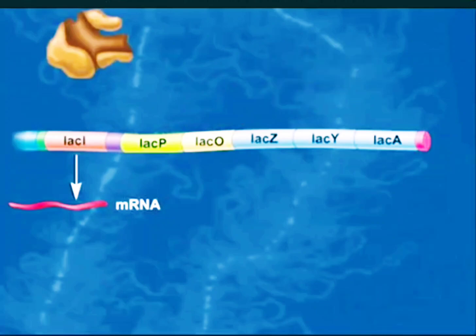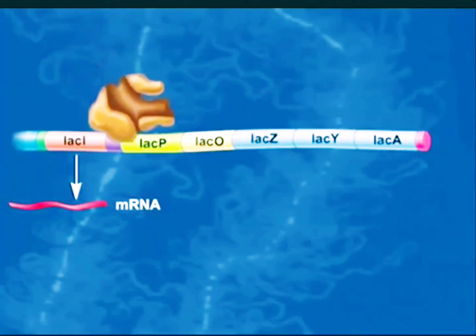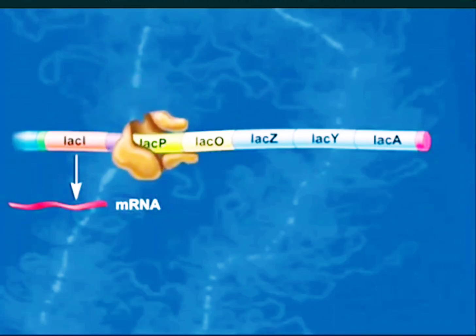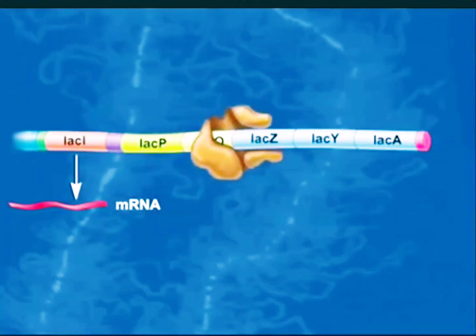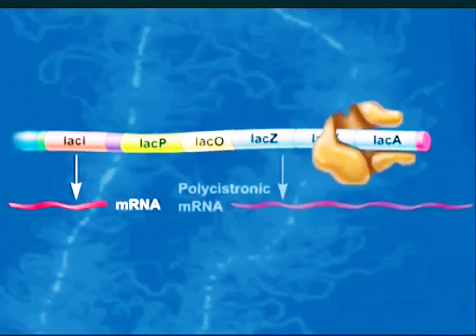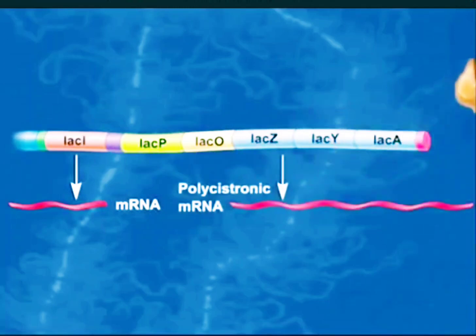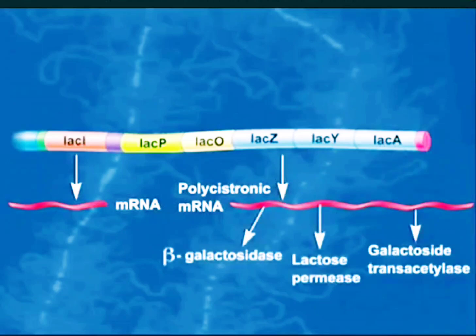Without an active lac repressor bound to the lac operator site, RNA polymerase is able to bind to the promoter, and a polycistronic messenger RNA is transcribed that includes the lacZ, lacY, and lacA genes. This polycistronic messenger RNA is then translated to produce the beta-galactosidase, lactose permease, and galactoside transacetylase proteins.